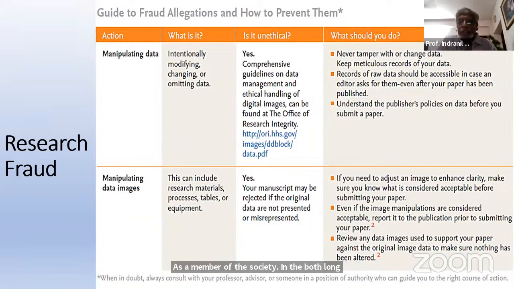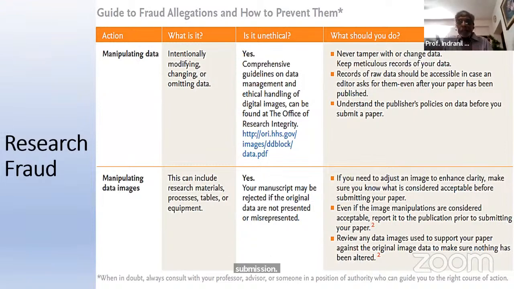So why should you do this? It's absolutely unacceptable. Second, manipulating data images. A manuscript may be rejected if the original data are not presented or are misrepresented. So review any data image used to support your paper to make sure nothing has been altered. Once you make a submission, you should be able to defend it at all costs.